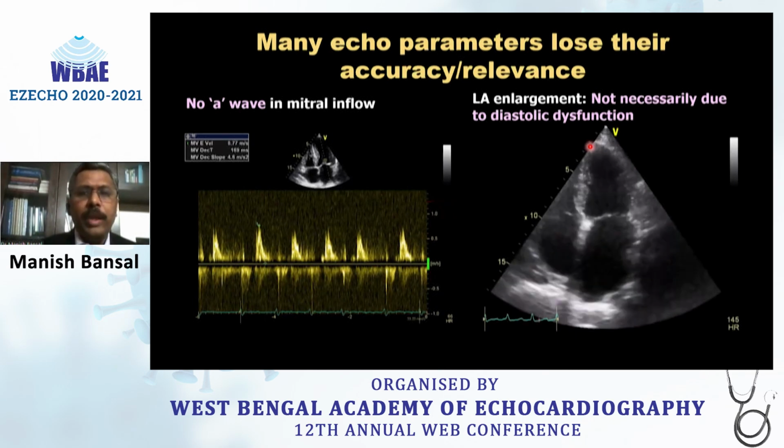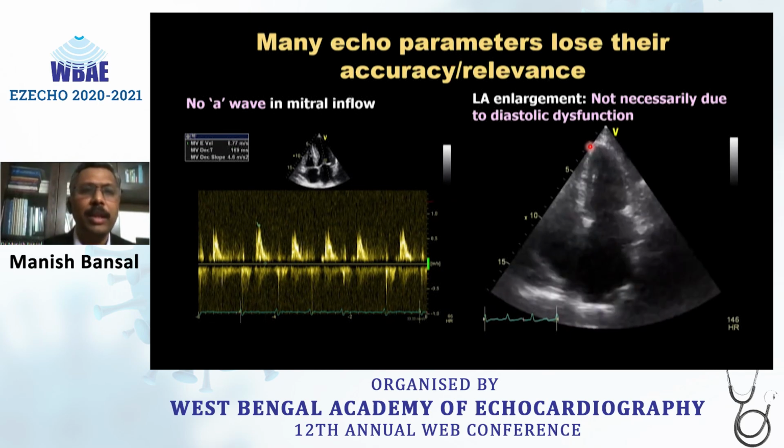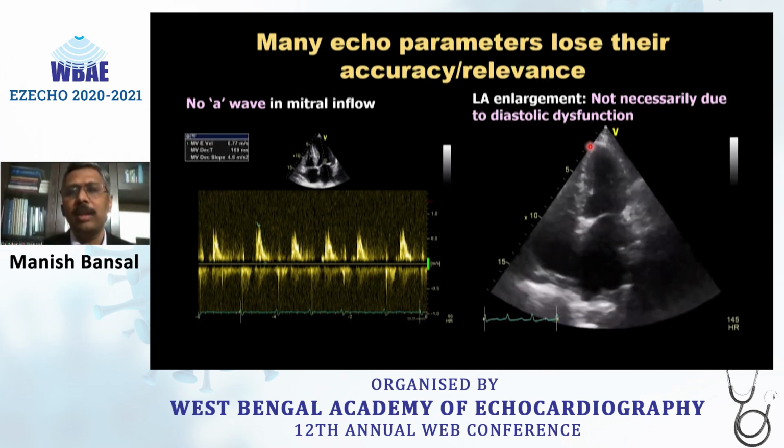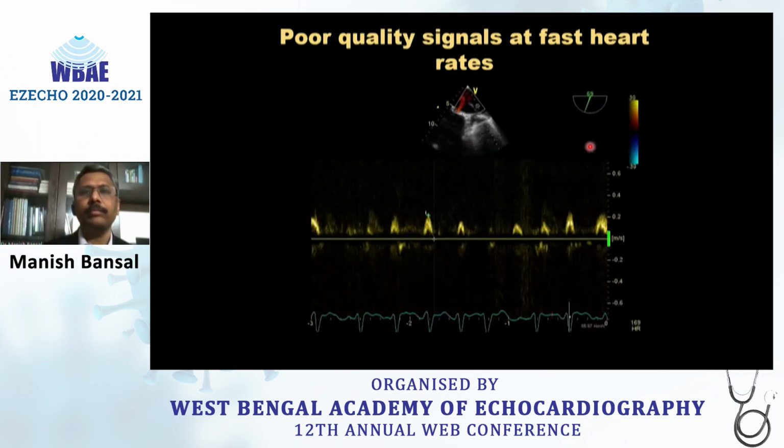Also, when AF sets in, some of the parameters that we routinely use for LV diastolic function assessment become irrelevant or absent, like E by A ratio, because there is no A wave in AF, and LA enlargement also becomes less relevant because AF itself can cause significant LA enlargement, even in the absence of diastolic dysfunction.